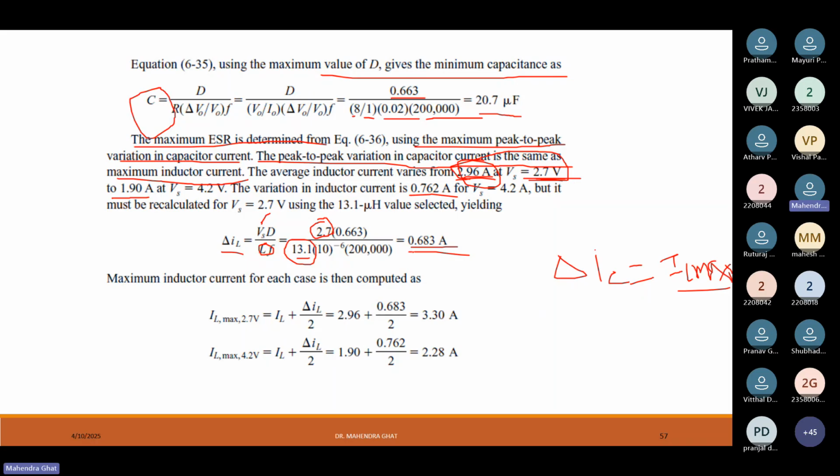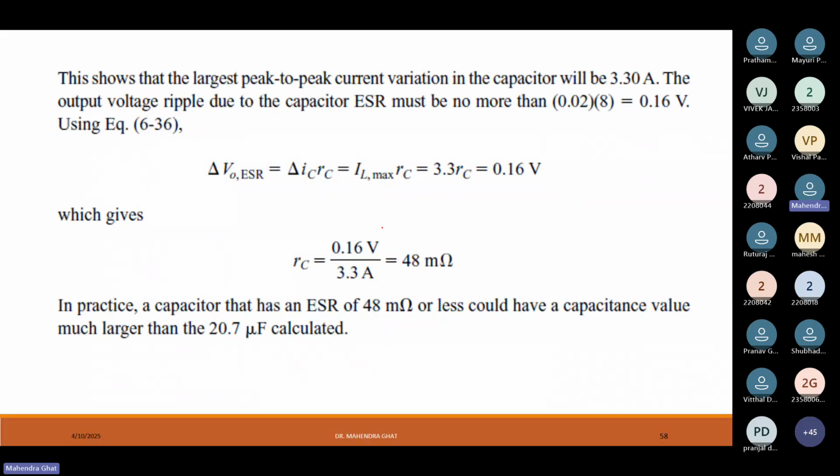Using those values, we calculated the IL max by taking the equation as IL plus delta IL by 2, for both, and we are getting 3.30 ampere as the maximum value, again when there is 2.7 volt input voltage. So this we have to consider for the calculation of the ESR, which is equal to 3.3 ampere. For calculating the ESR, the formula is delta IC by RC, but delta IC is nothing but IL max.